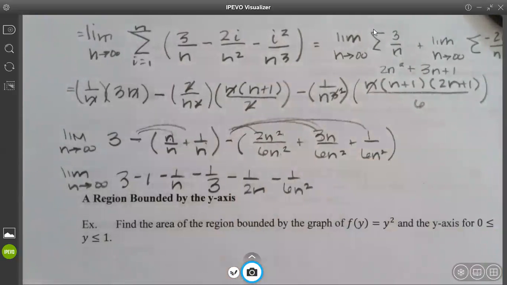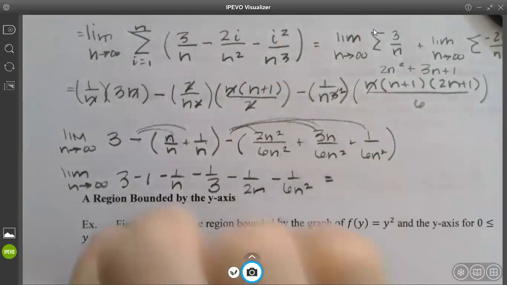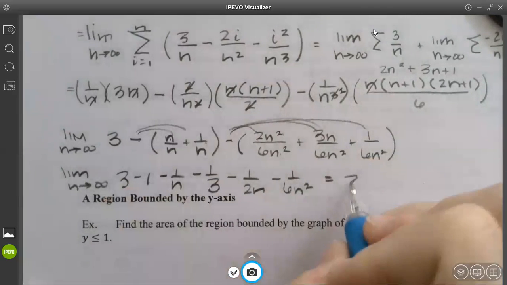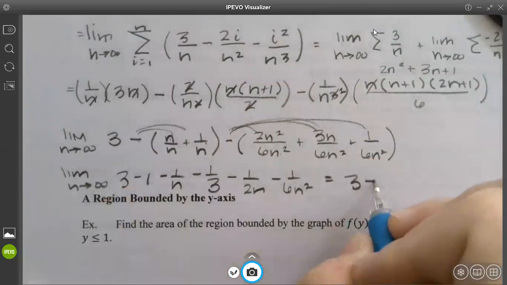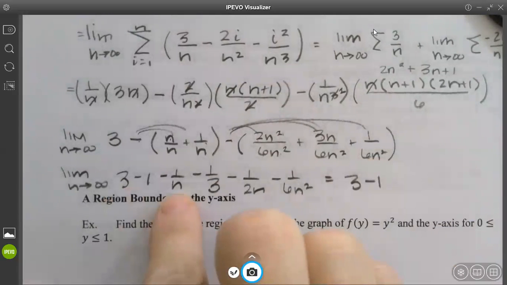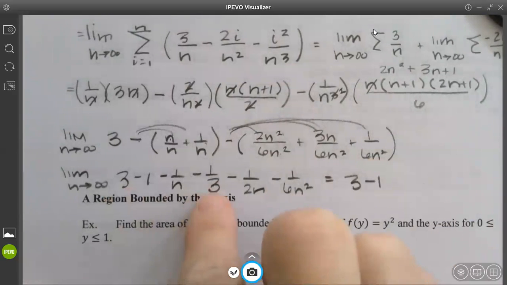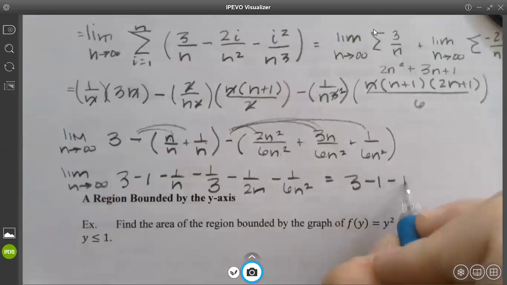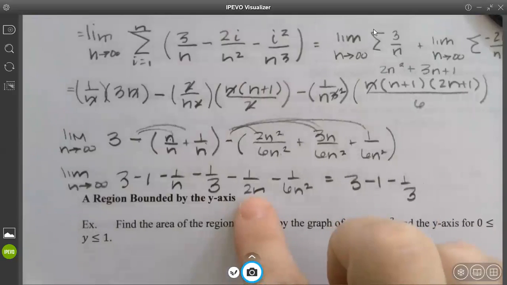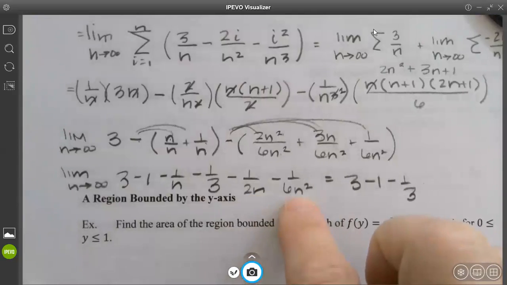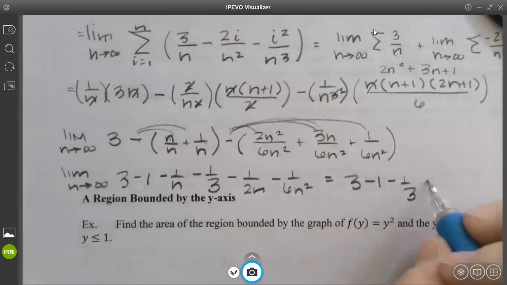Perfect. Find those limits. What's the limit of 3? What's the limit of -1? What's the limit of -1 over n? The limit of -1/3. The limit of 1 over 2n. The limit of 1 over 6n squared. So there's what you have.